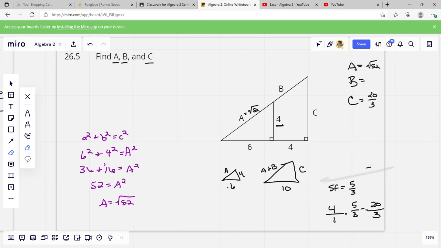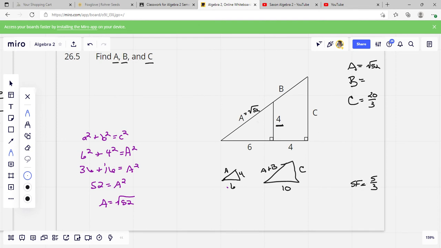Okay, so this last part, we have to figure out what B is. So to find B, if we try to use the Pythagorean theorem to find B, we get a second degree equation because we have the square expression, square root of 52 plus B. So we won't use the Pythagorean theorem, but we'll use the small to large scale factor of 5 over 3. So our scale factor is 5 over 3.